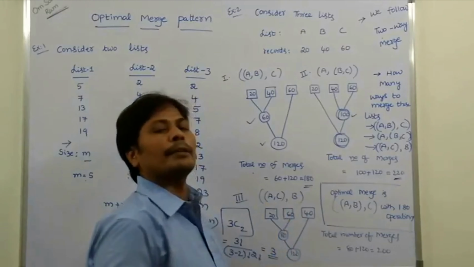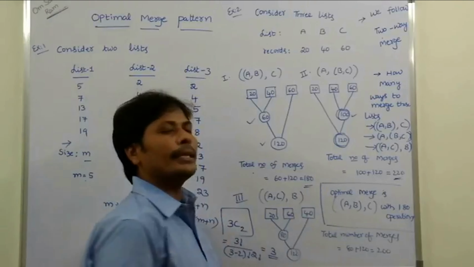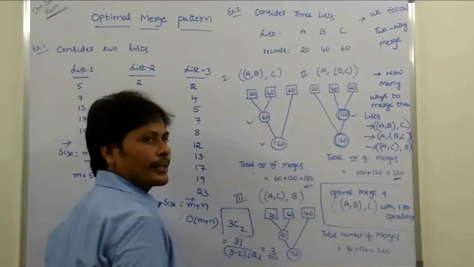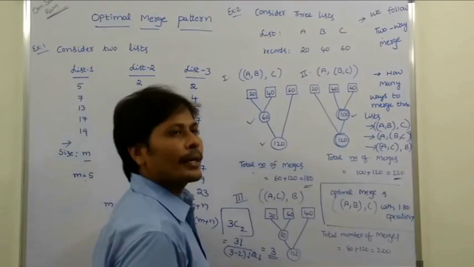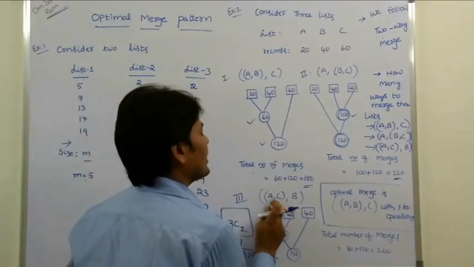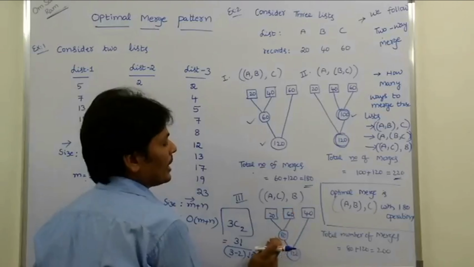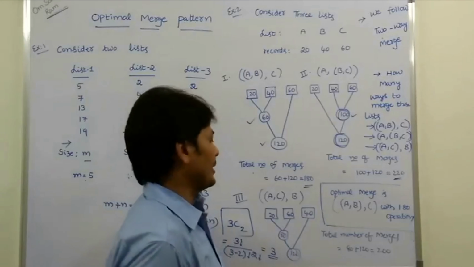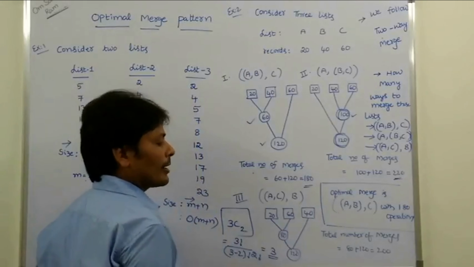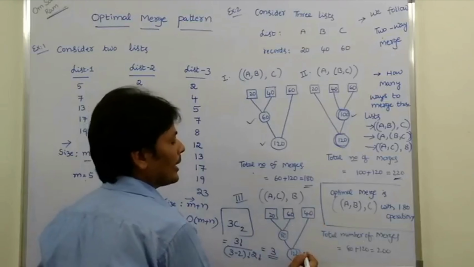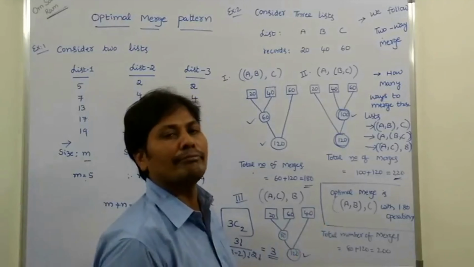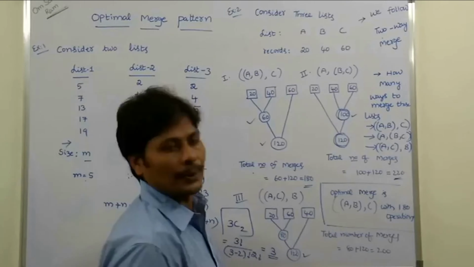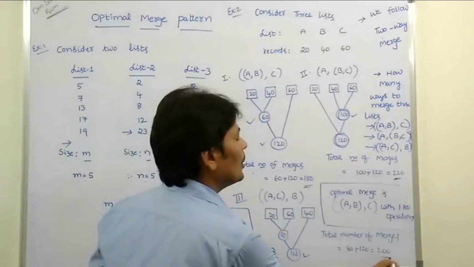Next, third alternative is list A is merged with list C, and the resultant is merged with list B. List A contains 20 records, list C contains 60 records. The number of comparisons required to merge list A and list C is 20 plus 60, that is 80. This merged result is merged with list B, which contains 40 records, so 80 plus 40, that is 120. So the total number of merge operations is 80 plus 120, the sum of internal nodes, equal to 200.